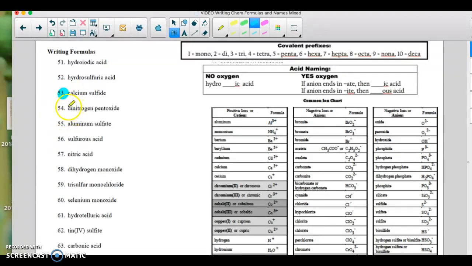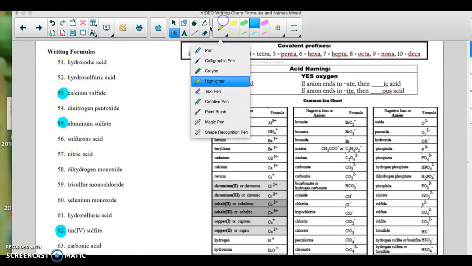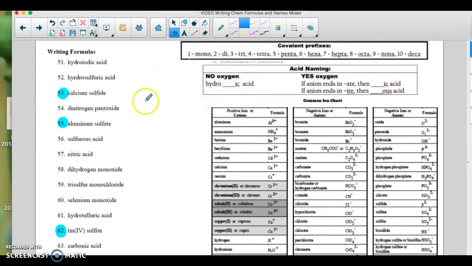The ones with the prefixes like di and mono and pent, those are not ionic, so I'm not going to pick those. I'm only going to pick the ones that are not acids and are not covalents. So those are my ionics. When I do these, I would reverse what I was just doing.